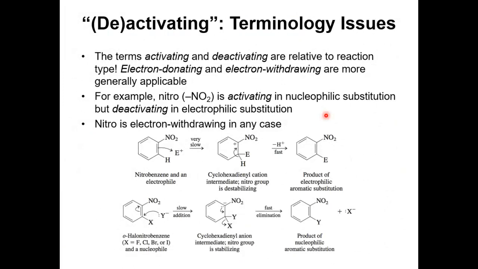So in any case, the nitro group is a very powerful electron withdrawing group. So you really have to think about the nature of the reaction before you apply the term activating or deactivating. In electrophilic aromatic substitution, the intermediate is positively charged, so the electron withdrawing nitro group destabilizes it. But in nucleophilic aromatic substitution, the key intermediate is negatively charged, and the electron withdrawing nitro group stabilizes it. So obviously it makes the reaction faster.